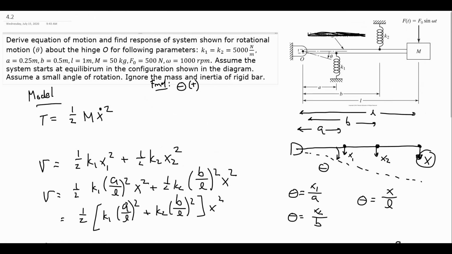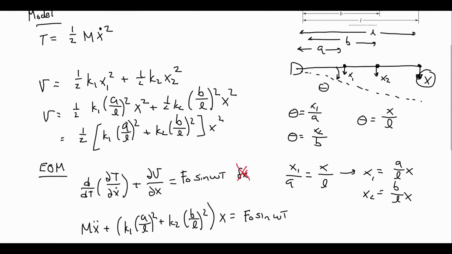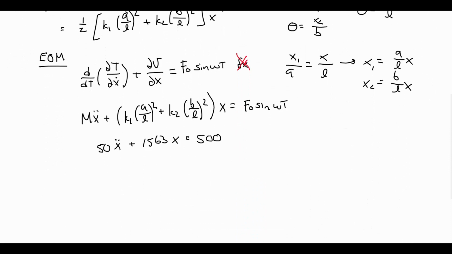Equals F naught, which was given to be 500. And our omega here is 1,000 RPM. But we do want to make a conversion here, since that's rotations per minute, and we want to be in radians per second. So one rotation is going to be 2 pi radians, and 1 minute is going to be 60 seconds. If we do our conversion, this gives us a driving frequency in radians per second of 105.